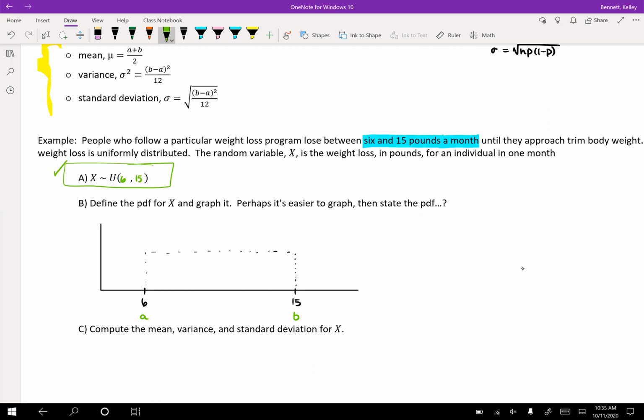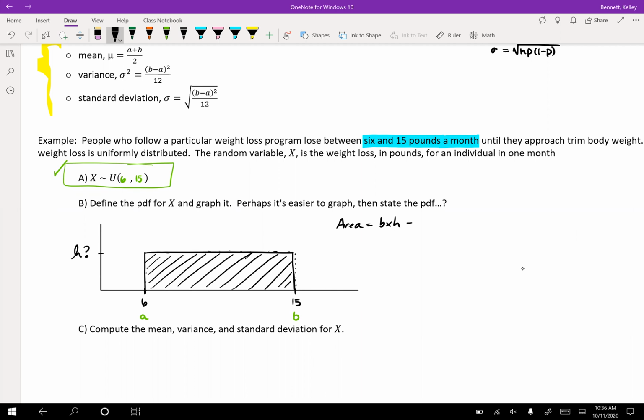Great. Now we want to define the PDF for X and graph it. I think it's probably easier to graph it and then figure out what the PDF is. So we know that we're going to have this rectangular region, between 6 and 15, and we need to know what this height is. Well, the way I'm going to find it out is that I'm going to use the fact that this area has to be equal to 1. So this area, which is base times height, has to equal 1.